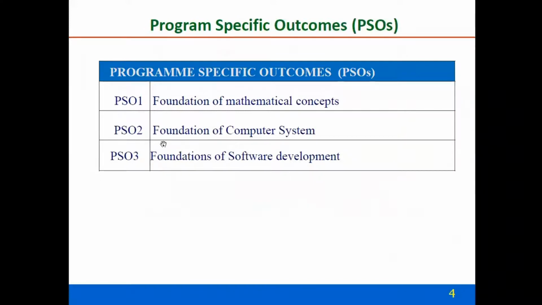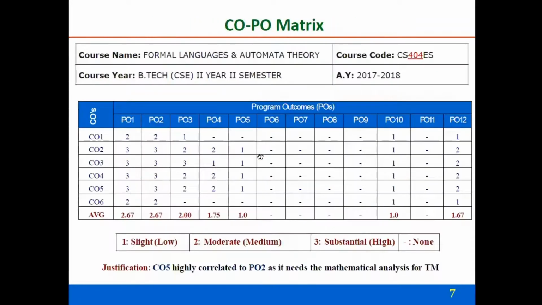PO5 is modern tool usage. Generally, whenever a product is possible to develop, if it is linked with a practical course, at that time you may use some technologies or tools. At that time you can give a higher value for that. But here there is no practical course related to this course, so that's why I have given 1, just slightly like that.